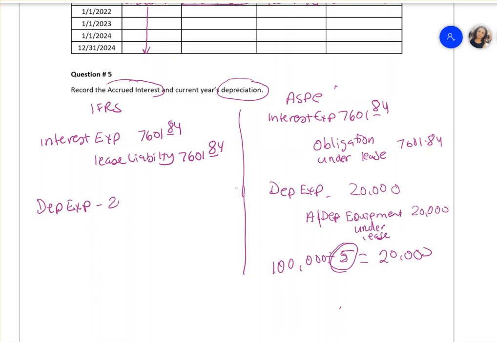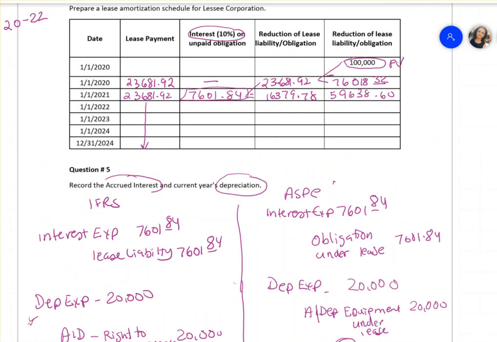You have a depreciation expense of 20,000, and then you have an accumulated depreciation. Here, the accumulated depreciation will be your right-of-use asset, and that will be your $20,000. Every year your depreciation is on a straight line method, so this entry will be the same every year for the 5 years. The only thing that's going to be changing is your interest expense.